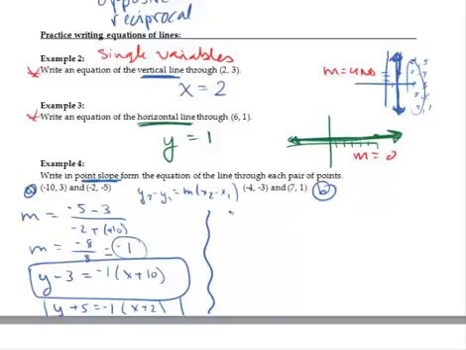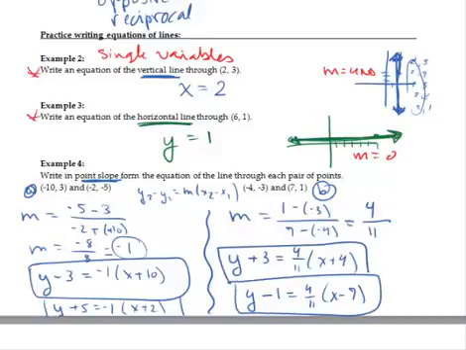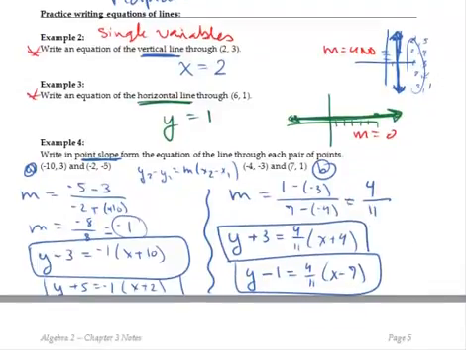This one over here, find your slope. So 1 minus negative 3 over 7 minus negative 4. This becomes 4, and this becomes 11. So slope is 4/11. y could equal y plus 3 equals 4/11 (x plus 4), or y minus 1 equals 4/11 (x minus 7). So that is point slope form.